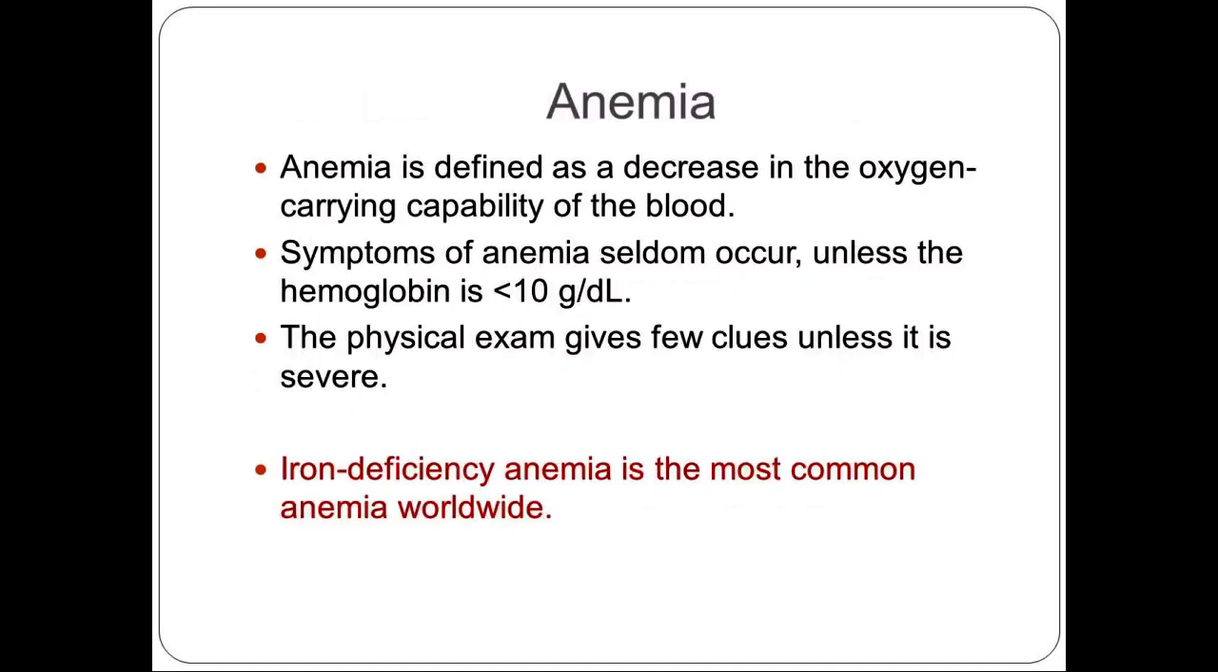So anemia is defined as a decrease in the oxygen carrying capabilities of the blood, which is why sometimes people that are anemic are short of breath. Also, iron deficiency anemia is the most common anemia in the world. And many times patients don't have any symptoms that they're anemic until their hemoglobin gets below 10. So I'm going to show you how to find out they're anemic before their hemoglobin drops below 10 and before they have symptoms.